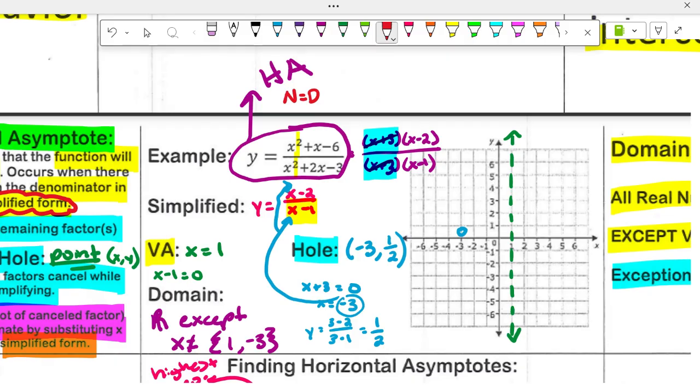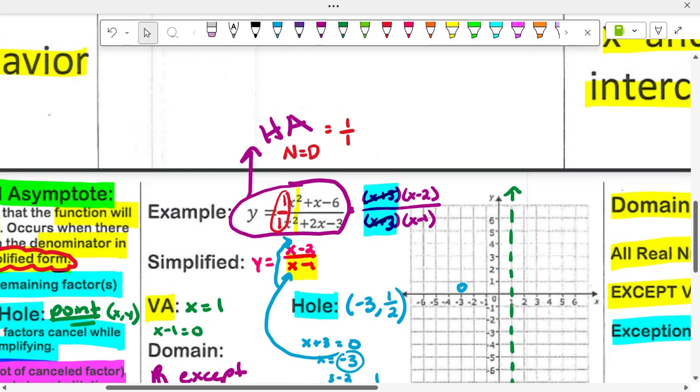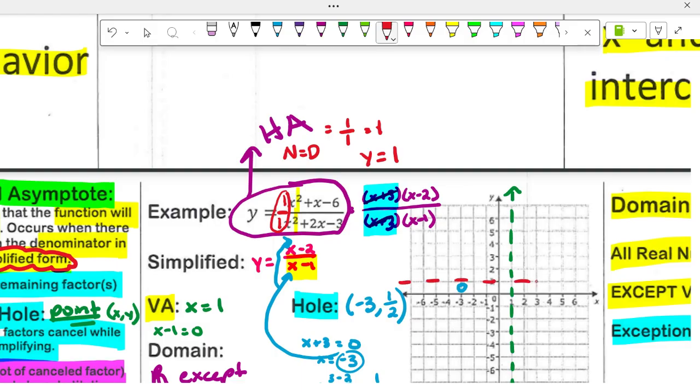So in this case, what we do is we take the leading coefficient. Who remembers what leading coefficient means? The number in front of the variable with the highest exponent. We take the two leading coefficients and we make them into a fraction. So that would be 1 over 1. Which 1 over 1 simplifies down to what? 1. So the way I write my horizontal asymptote is y is equal to 1. That's my horizontal asymptote. So I'm going to come back to my graph and draw a dotted line horizontally at y equals 1.